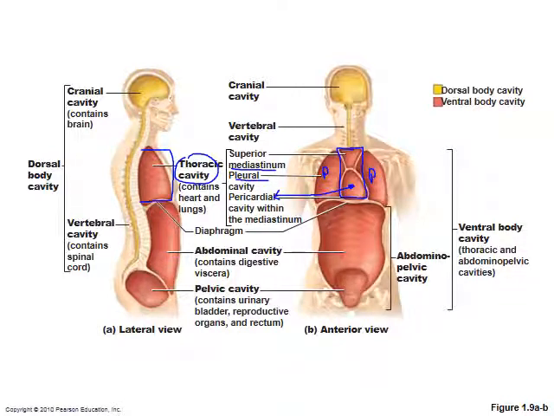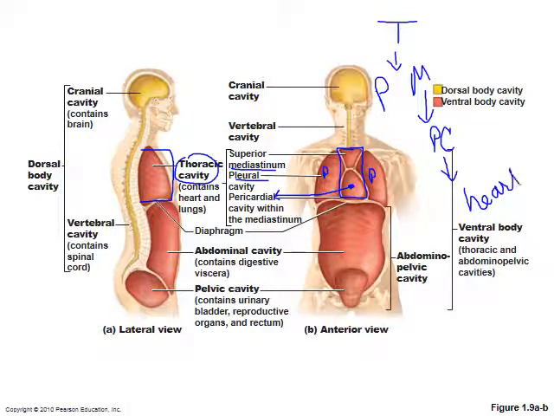Then this is pleural and this is pleural. So basically you have thoracic, and then you break the thoracic down, you have pleural, and you also have mediastinum, and then inside the mediastinum is where you have that pericardial cavity. What's inside the pericardial cavity? This is where we find the heart. What's inside the pleural cavity? This is where you find the lungs.